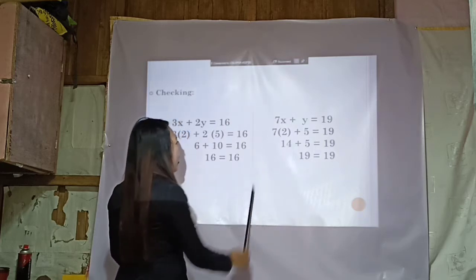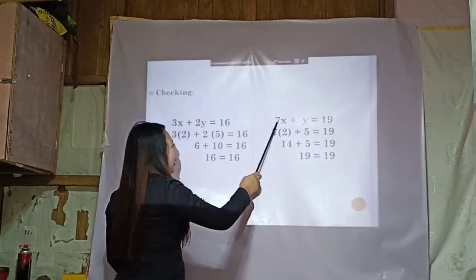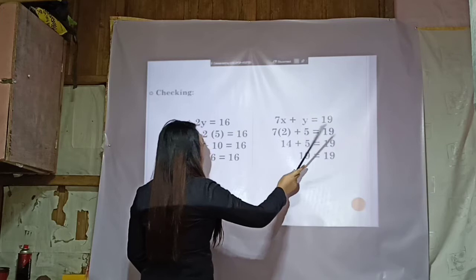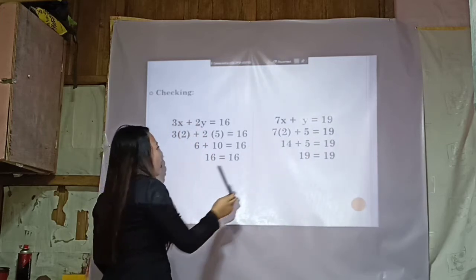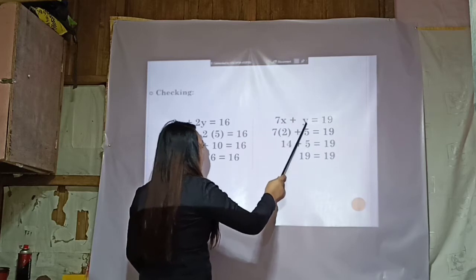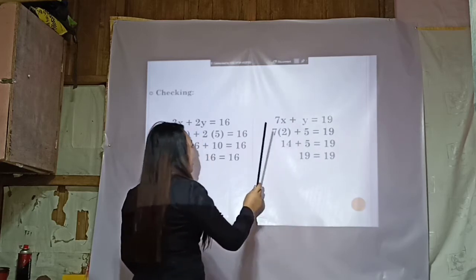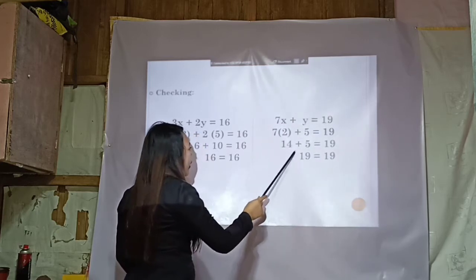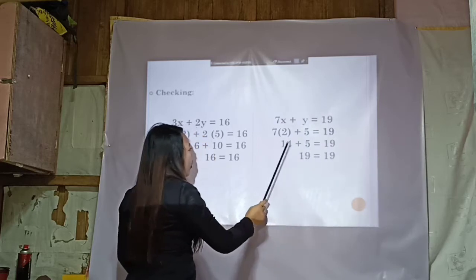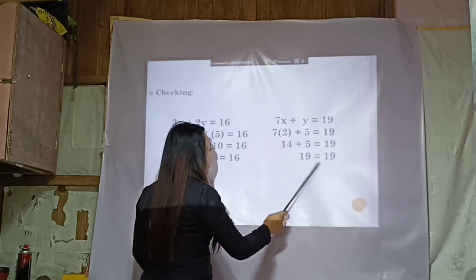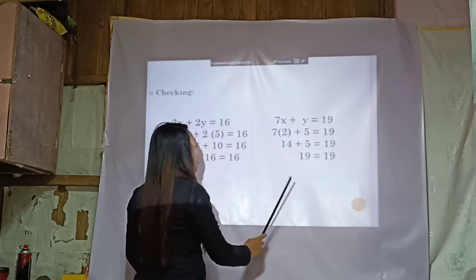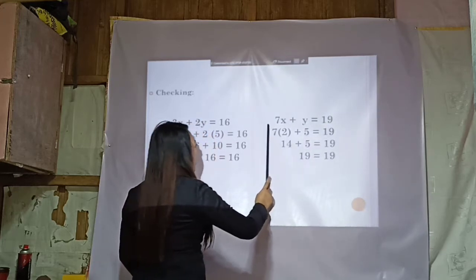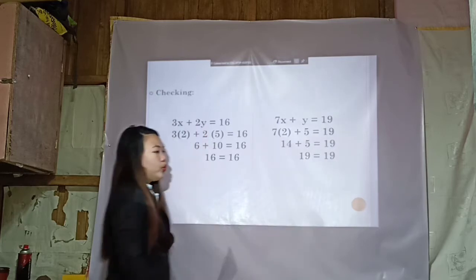Next is the second equation. 7x plus y is equal to 19. The value of x is equal to 2 and the value of y is 5. Therefore, 7 times 2 is equal to 14 plus 5. So, 14 plus 5 is equal to 19. Then, both sides are equal. So, therefore, equation number 2 is also true.